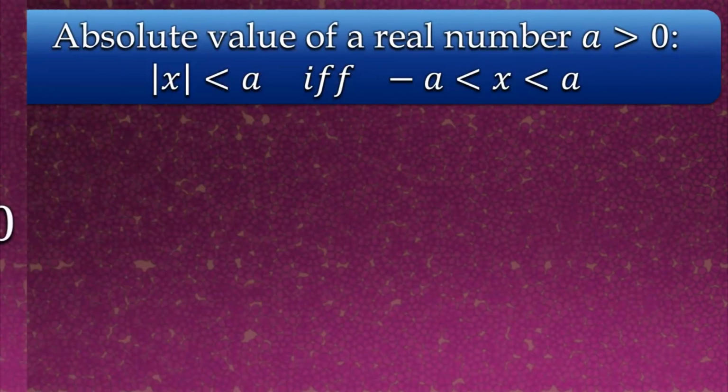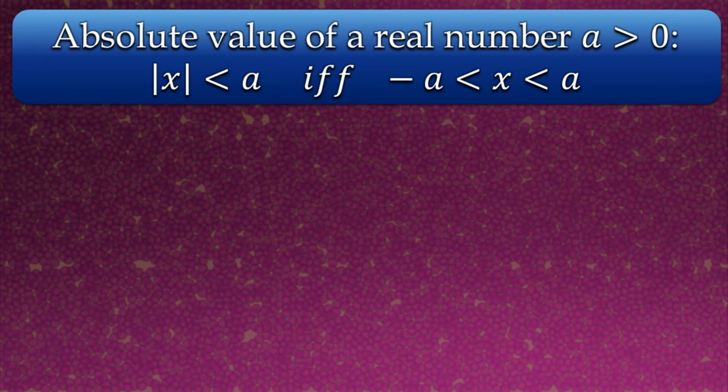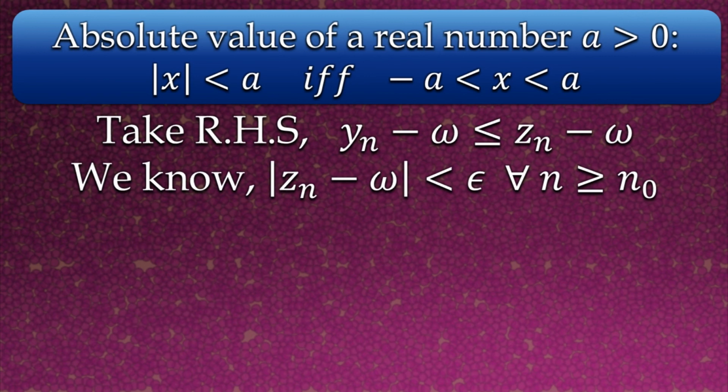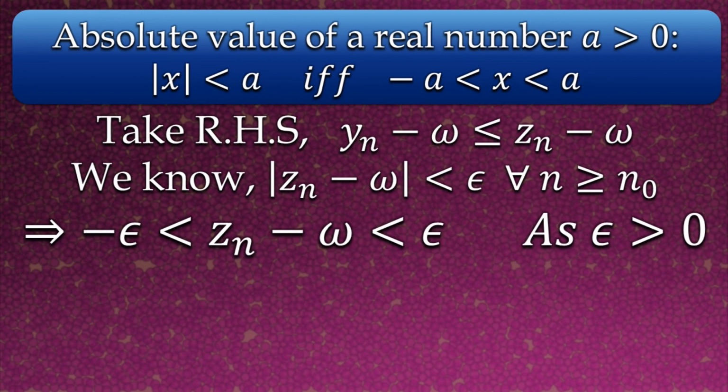Now I want to remind you the same exact rule of absolute value of real numbers, because we're going to use it again. So taking the right hand side of the inequality, we have yn minus omega is less than or equal to zn minus omega for all n greater than or equal to n naught, and also we know that mod of zn minus omega is less than epsilon for all n greater than or equal to n naught. So we are just going to apply the rule of absolute values of real numbers onto the absolute of zn minus omega, and we get that minus epsilon is less than zn minus omega, which is less than epsilon.